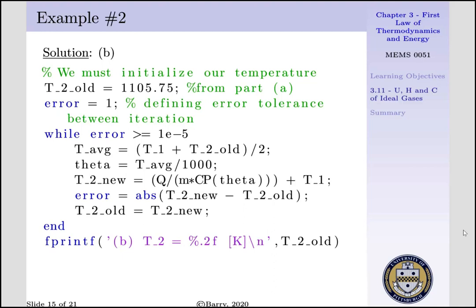Once our error is below 1e-5, this loop will break. If we execute this, after 11 iterations, we arrive at a final temperature of 924.63 Kelvin.